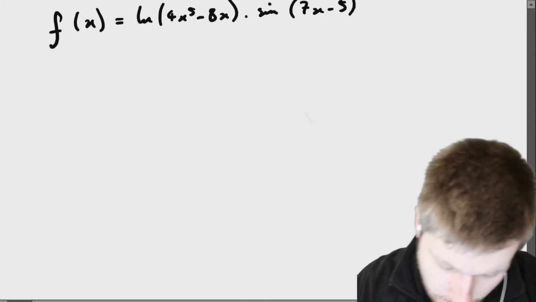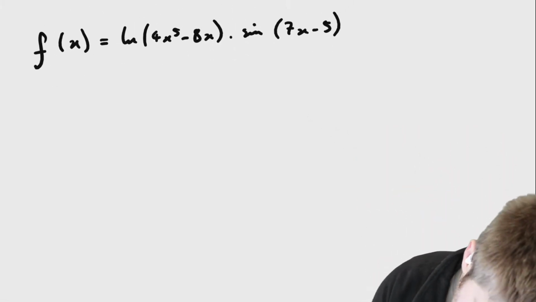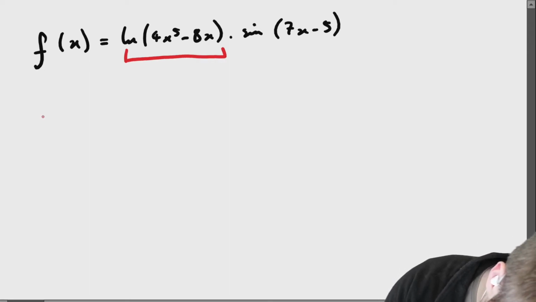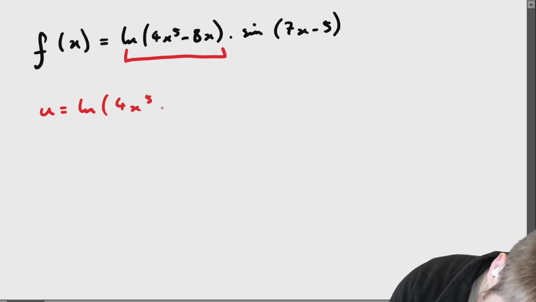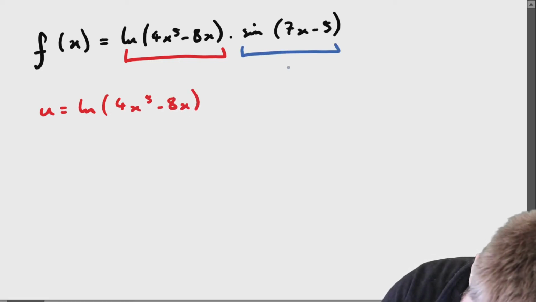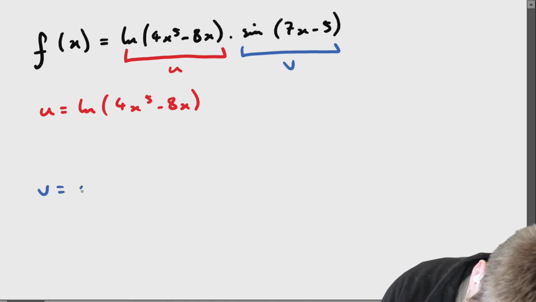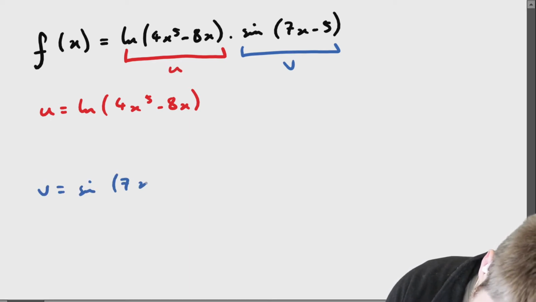Okay. So let's first of all identify what is u and what is v. So I'm going to write it down underneath now. If this is u, so my u is equal to the natural log of 4x to the power of 5 minus 8x, then this must be v. So my v is equal to sine of 7x minus 5.